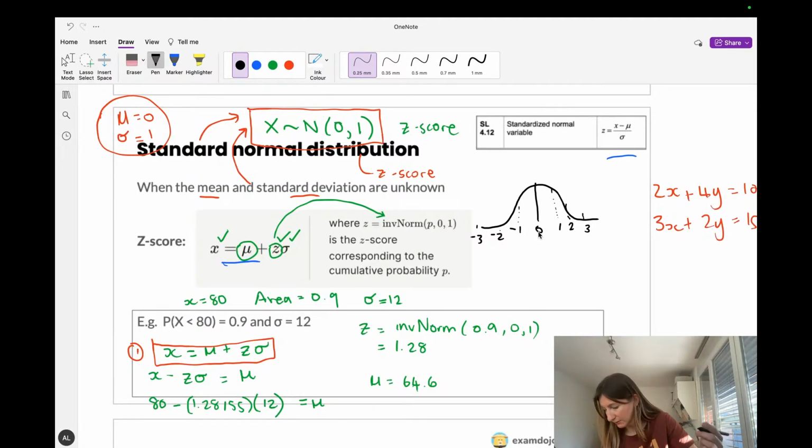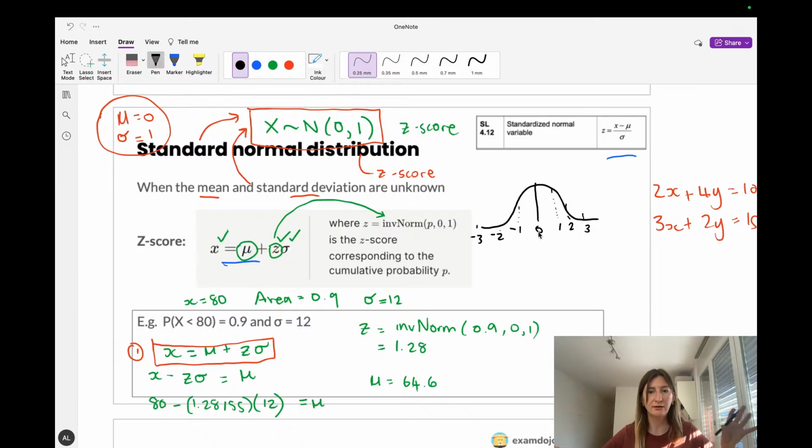Standard deviation is always 1, mean is always 0. Every single time, it doesn't change. This is like when we have parent functions like y equals x squared, and that is the basic one. Well, this is the basic one of normal distributions. It's kind of like giving normal distribution the same language.